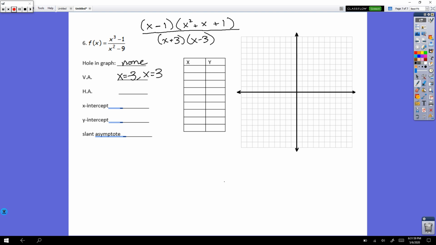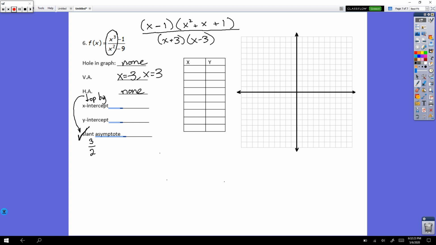Look at the degree on the top to the degree on the bottom. I have x to the 3rd on top and x squared on the bottom. So again, top is bigger, which means I have no horizontal asymptotes. So I want to check to see, do I have slant? 3 on top, 2 on bottom, differs by 1. So I do have a slant asymptote. So let's go ahead and do that.